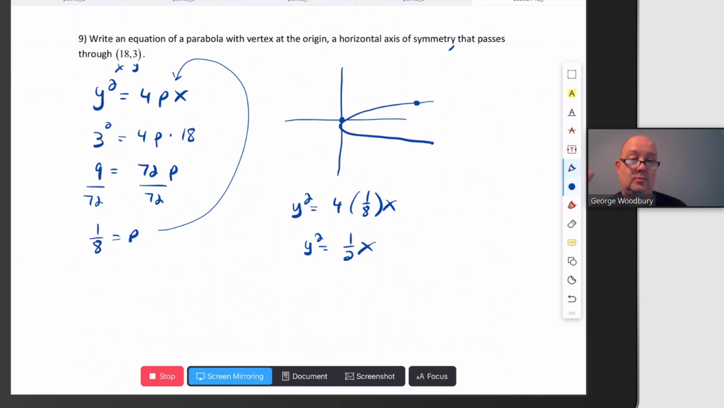Now, we should check it with our two points that we know. If I plug in 0 for x and y, obviously 0 equals 0. That's good. Does it work with the 18 and the 3? If I put in the 3 for y and the 18 for x, is that a true statement? It is. 3 squared is 9 and half of 18 is 9. Both sides are equal. So we found the equation that works for both of those points.